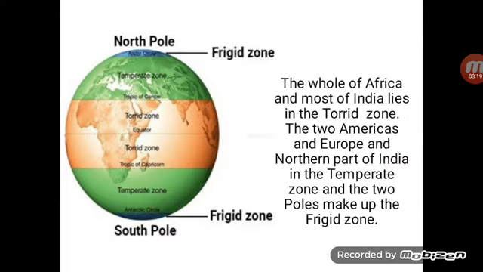Now, if we look at the globe, we see that the portions of the continents which are lying in each of these zones have been shown. The whole of Africa and most of India lies in the torrid zone. The two Americas and Europe and the northern part of India are in the temperate zone, and the two poles make up the frigid zone.